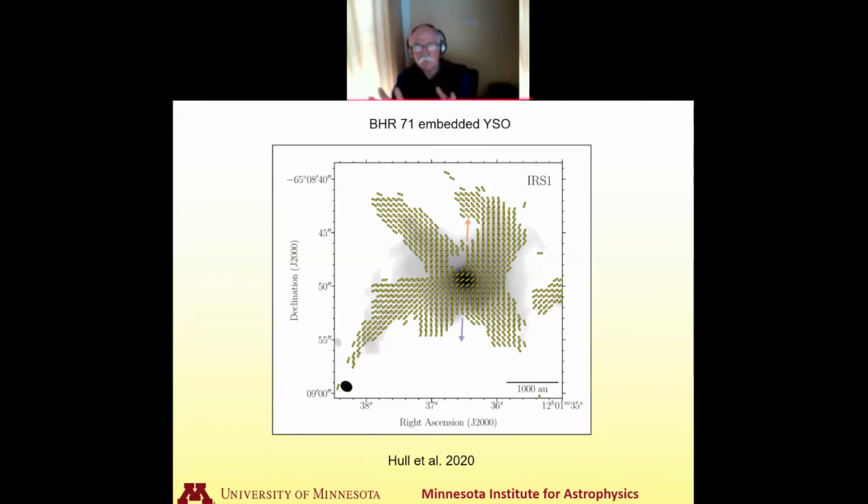Now, that's extremely important because if you don't know where the field is aligned, you can't figure out what's going on with your model of core collapse. And we know that the star and its accretion disk is completely decoupled from the interstellar radiation field and the magnetic field that's out here. We have to figure out how that happens if we're going to understand star formation.